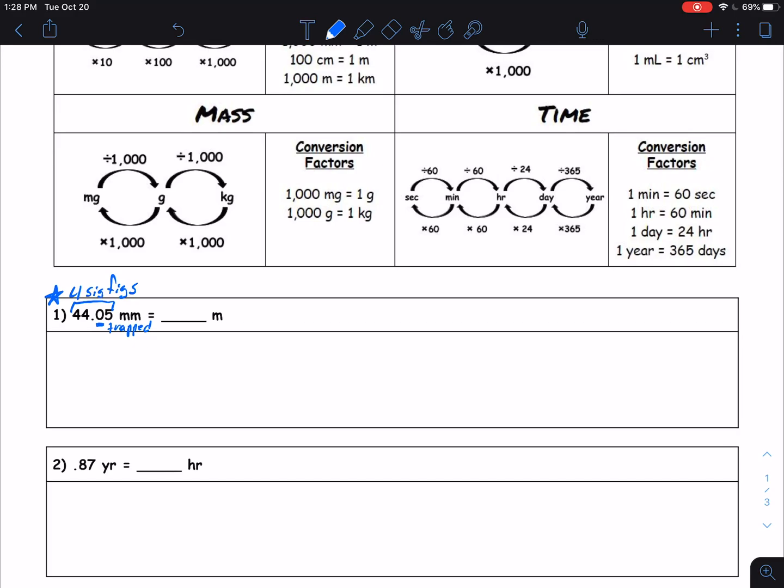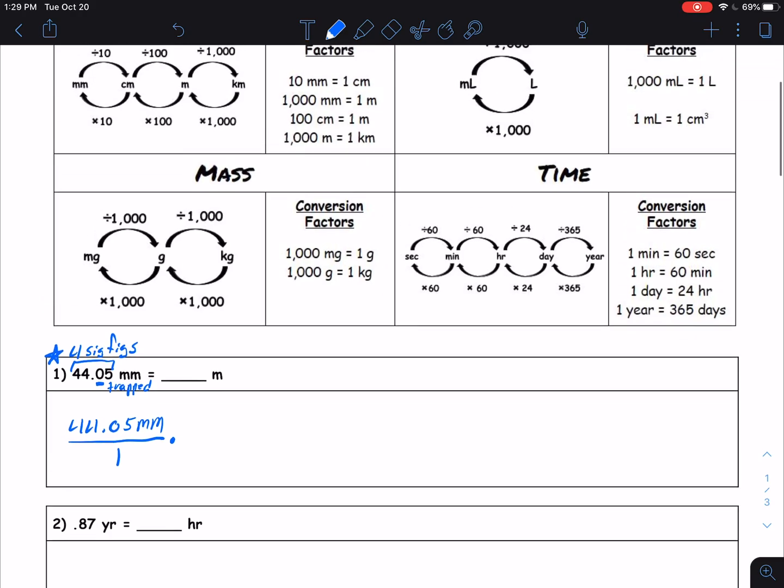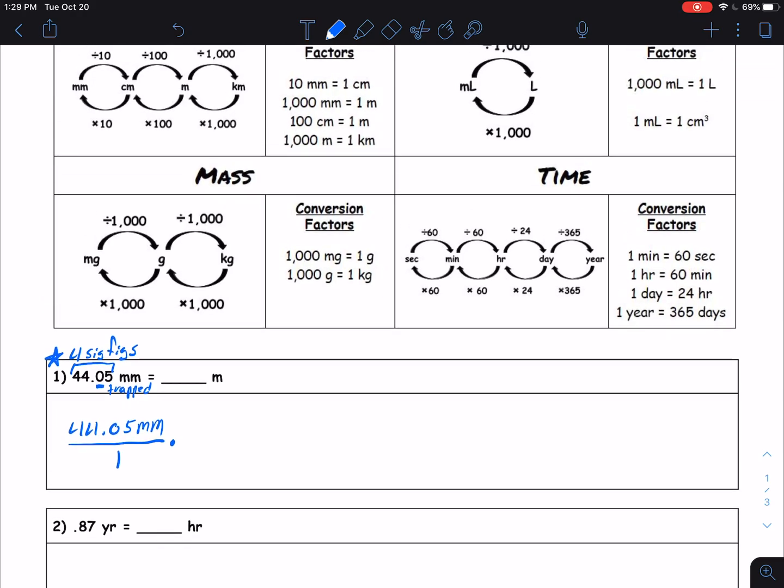When you go through and solve this unit conversion, you start with what you know. We have 44.05 millimeters, and we're going to put it over 1. When we look up here at our conversion factors, you could do this one of 2 ways, in a 2-step or 1-step. Let's do it in a 2-step just to show you. Right here, we have millimeters in the numerator. We know we need millimeters in the denominator.